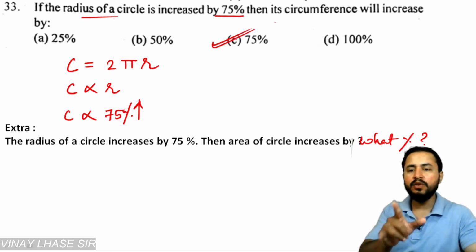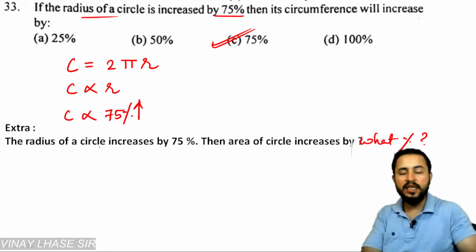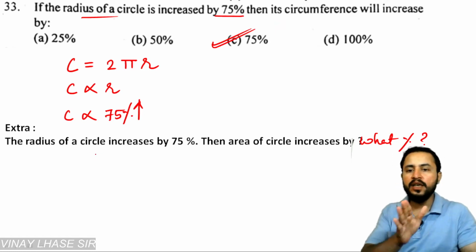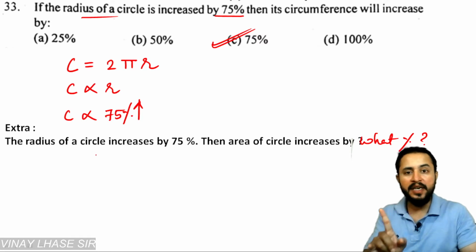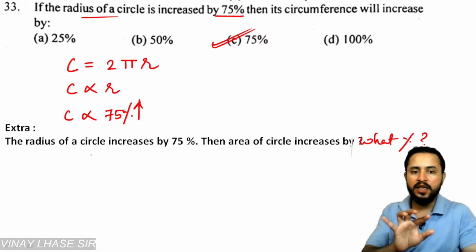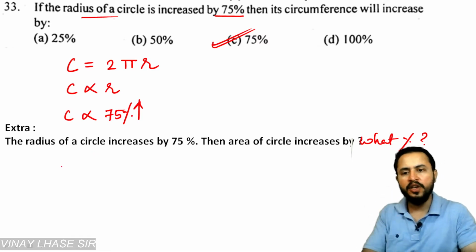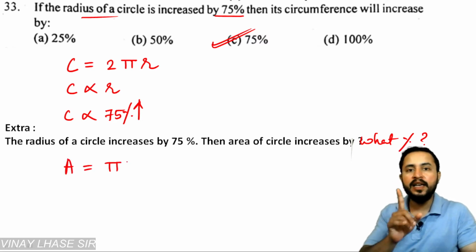But many times in the question, this type of extra question, is type ka question aata hai. Radius of circle increases by 75%. Ab yahan pe bhi radius increase ho raha hai. Then area of circle is increased by how much percent? What is area of a circle? Area of a circle ka formula hota hai pi r square.